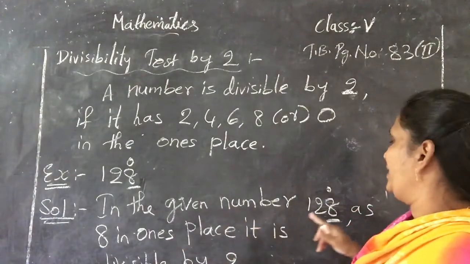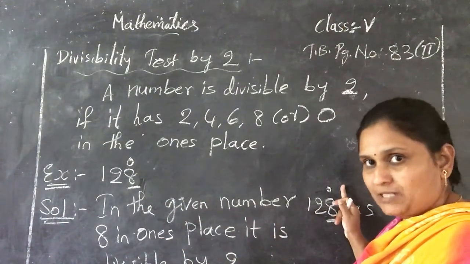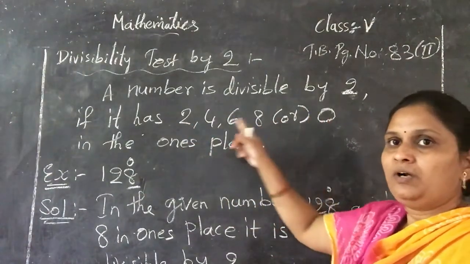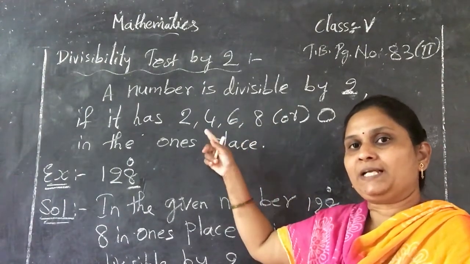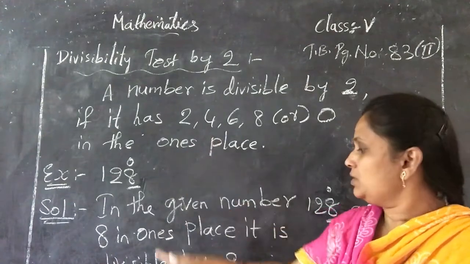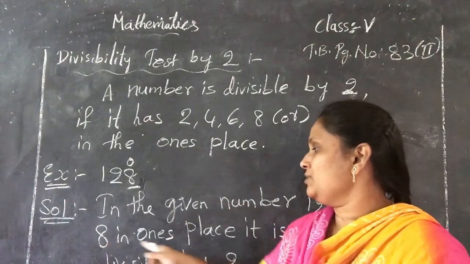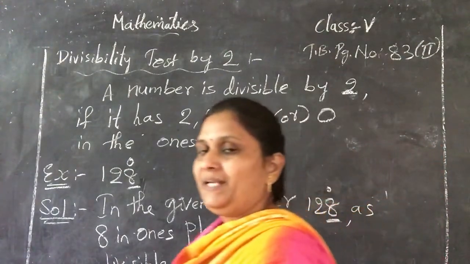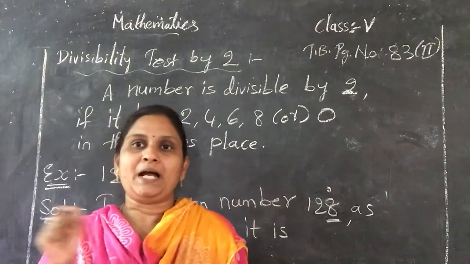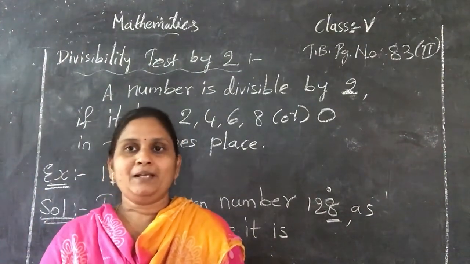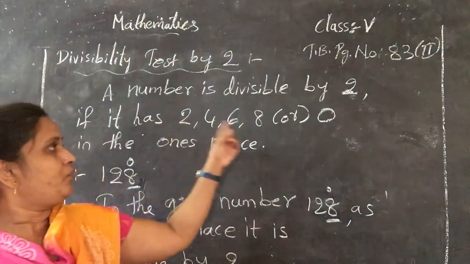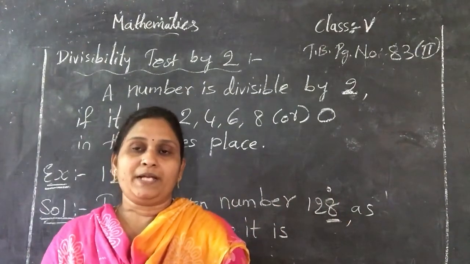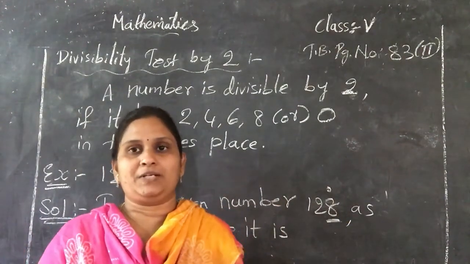Okay, so solution, what you have to write? In the given number 128, 8 is in the ones place. So according to our rule, out of 2, 4, 6, 8 or 0, if any one number is there, then definitely that number is going to be divisible by 2. So as 8 is in ones place, it is divisible by 2. Okay, like that only remaining numbers also write. First, after writing the number, underline the number which is in the ones place. And in ones place, apart from 2, 4, 6, 8, 0, if any 5, 3, 7, 1 like that numbers are there, you have to write as in ones place 5 is there, so it is not divisible by 2.